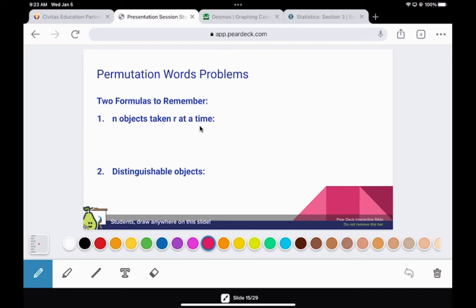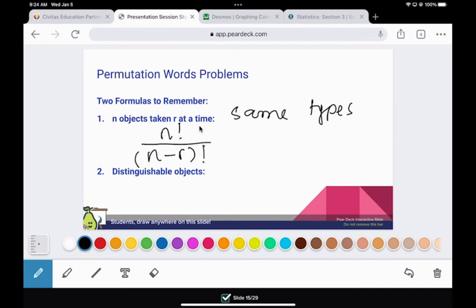There are 2 types of permutation that you want to remember. The first one is when they give you a total of n things, and then you only take a certain amount at a time. So this is when you have the same object, same types. This is the formula that you're going to use: n factorial over n minus r factorial.